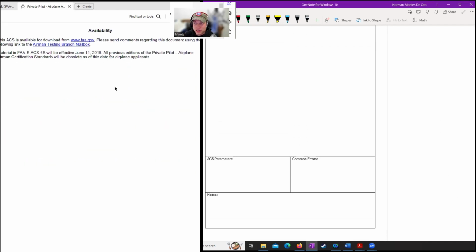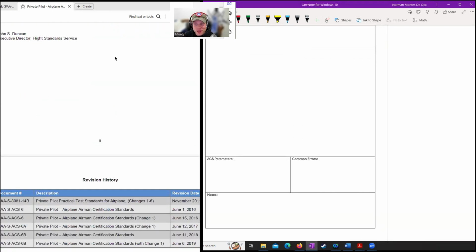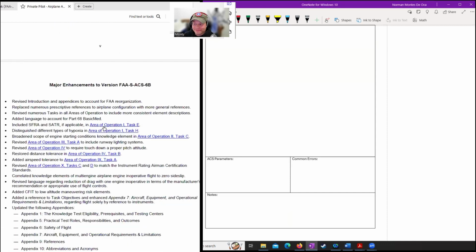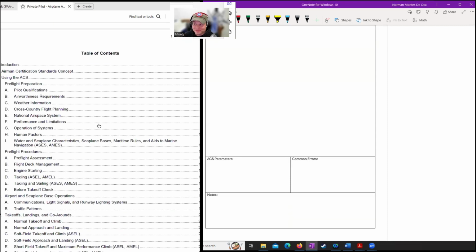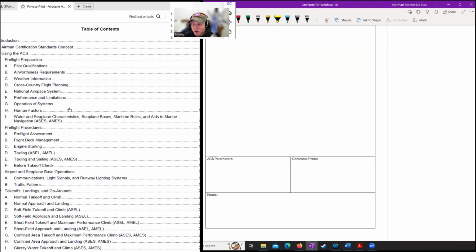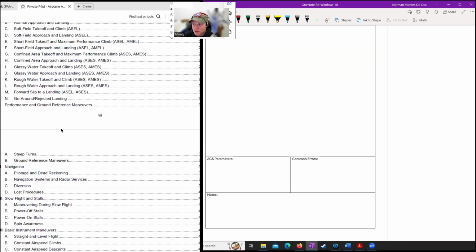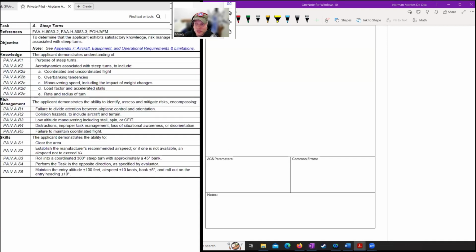So first, let's go find a maneuver to study. Pull up the Airman Certification Standard. Go to the table of contents. And here is everything you can expect to see on a check ride. All the maneuvers, all the topics you're expected to cover. Let's do something fun like steep turns, page 35. So I'm going to click on steep turns.